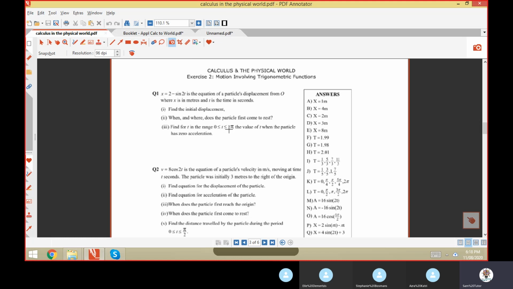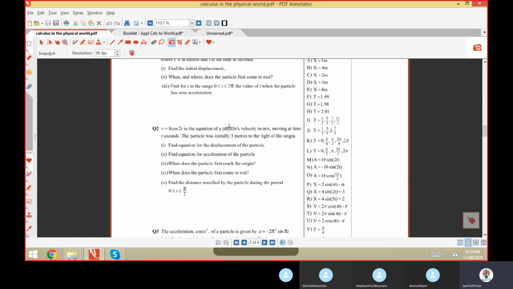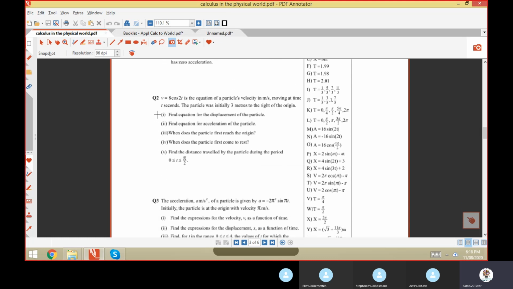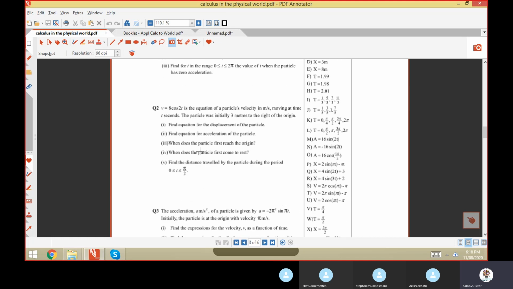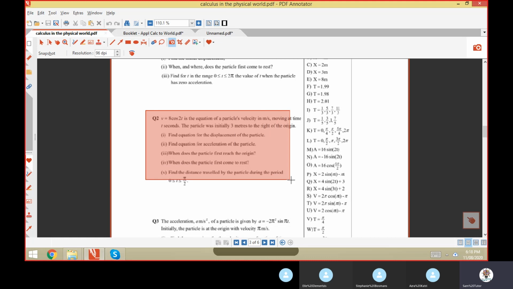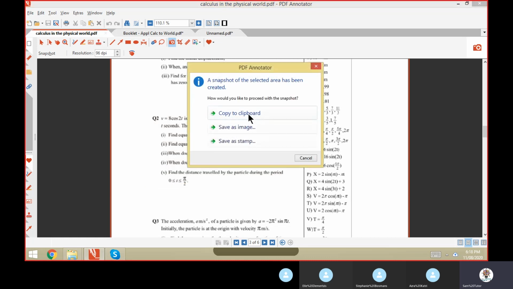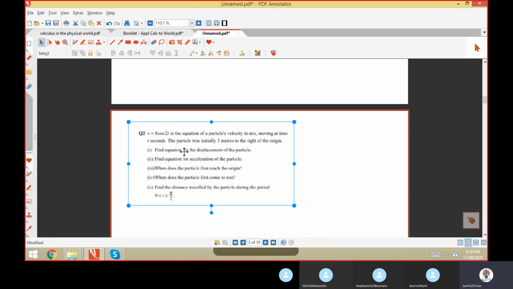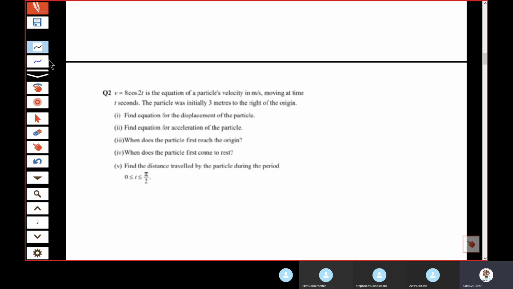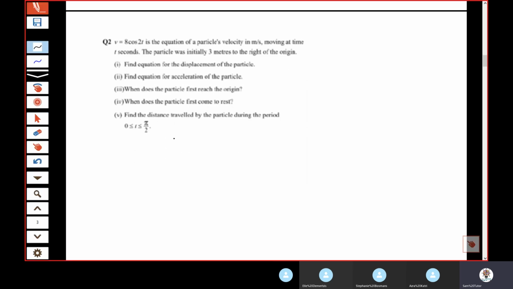Have you done motion involving trig functions? Yep, let's do that. So I'll do question 2. Looks like it's got everything. Let's do question 2, and then we'll move on to the next booklet so you guys can try that at home at least, and come back with more questions.